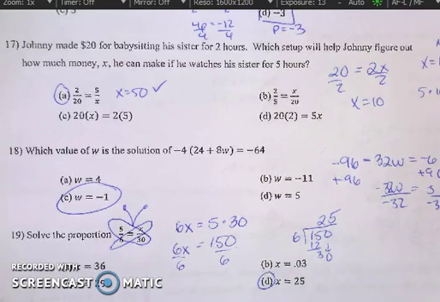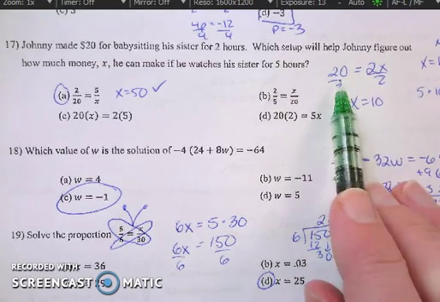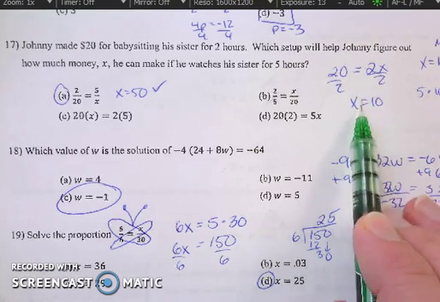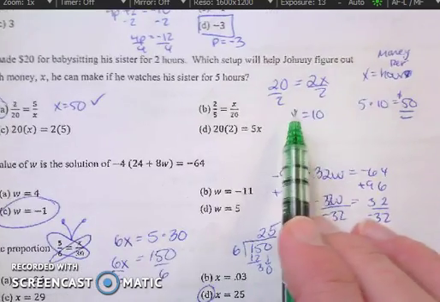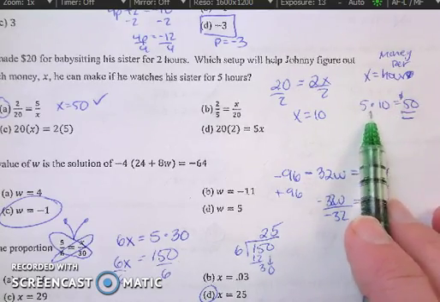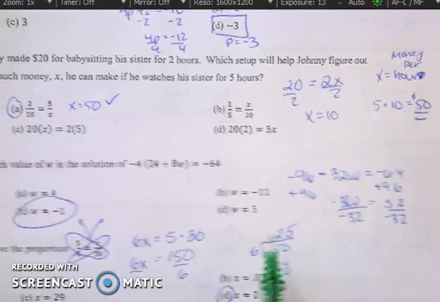Johnny made $20 for babysitting his sister for 2 hours. So $20 equals 2 times how much money did he make? Divide by 2, he makes $10 per hour. Which means if he works for 5 hours, he's going to do 5 times $10 an hour. He's going to make $50.